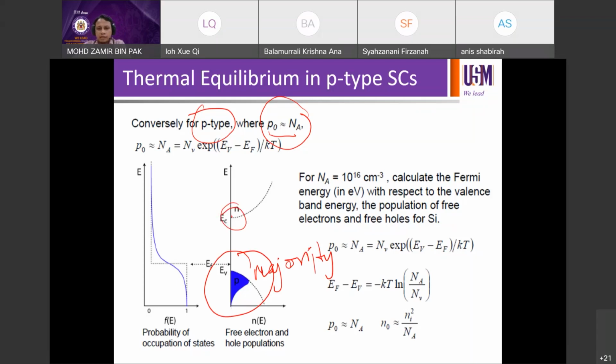So for Na of 10^16, calculate the Fermi energy with respect to the valence band. Well, you can do the calculation based on the Fermi-Dirac distribution function and the density of free electrons and free holes equation. So you can do this calculation accordingly. Calculate the Fermi energy, for example, with respect to the valence band energy, Ev, and the population of free electrons and free holes for silicon. You can use this equation. We use this one a lot already, right? In fact, when we talk about the recaps now, we essentially discuss the very same thing, right? P naught or n naught equals 10^17, and therefore your minority will be 10^3 for silicon, right?